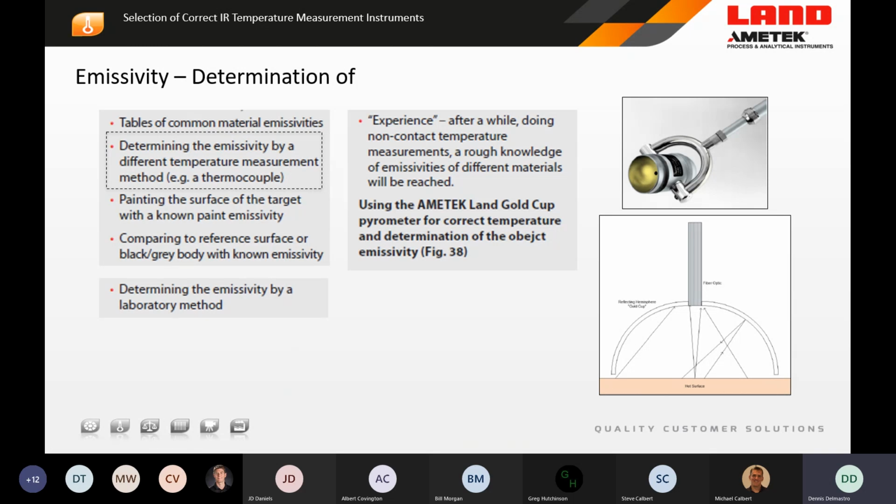In the field, the most notable way of determining emissivity is by using a thermocouple. You take a thermocouple, you take a reference temperature measurement on the object of interest, then you take the pyrometer and change the emissivity value until it equals the reference temperature. When you achieve the reference temperature, you now know what the emissivity of that object is. You can also do other things.